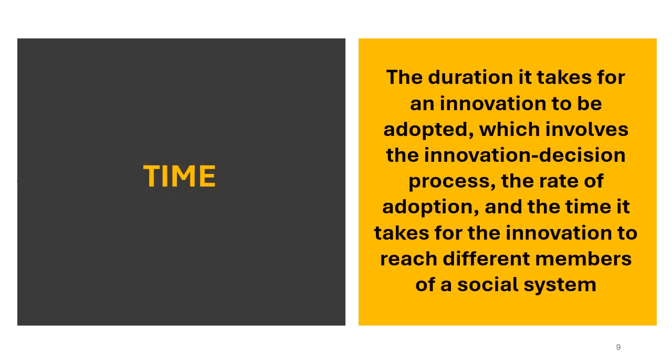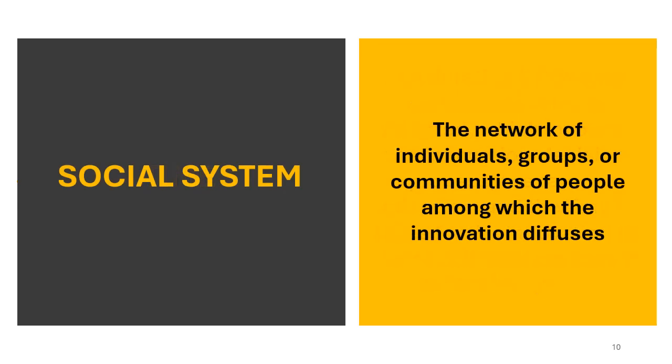Time refers to the duration it takes for an innovation to be adopted. It involves the innovation decision process, the rate of adoption, and the time that it takes for the innovation to reach different members of a social system. The social system is the network of individuals, groups, or communities of people among which the innovation spreads.